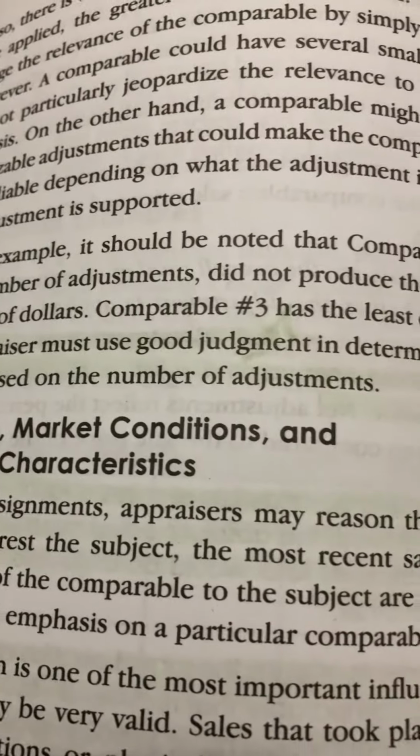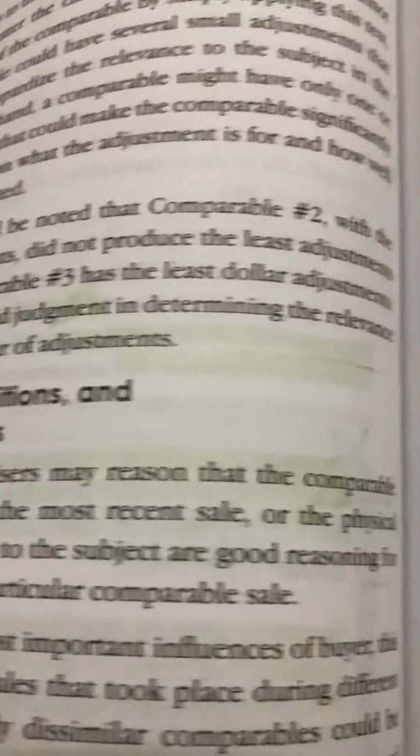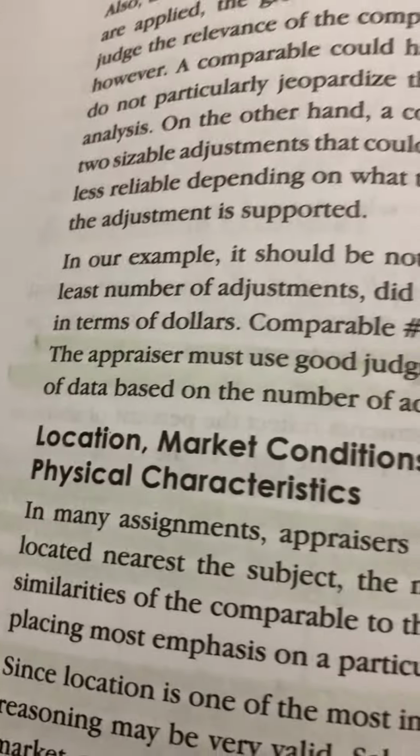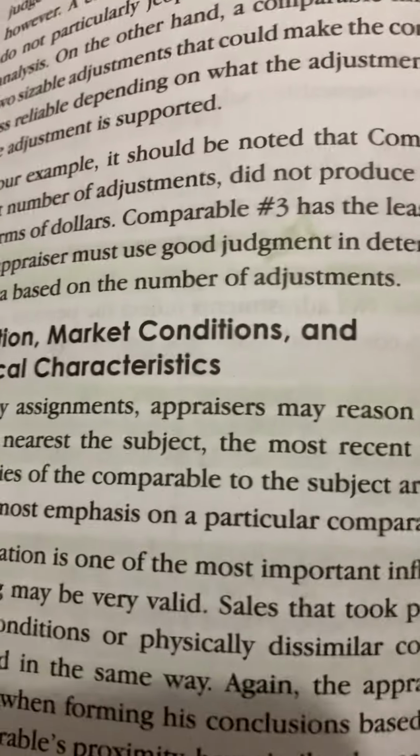In our example, it should be noted that comparable number 2 with the least number of adjustments did not produce the least adjustments in terms of dollars. Comparable number 3 had the least dollar adjustments. The appraiser must use good judgment in determining the relevance of data based on the number of adjustments.